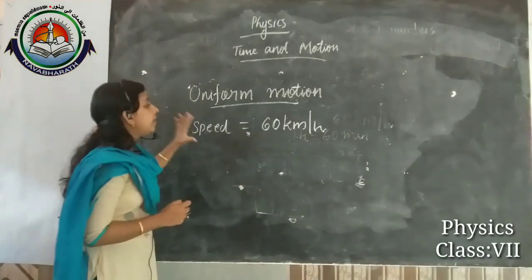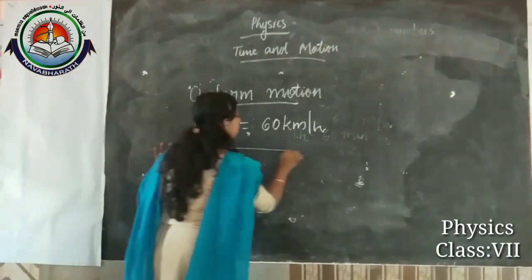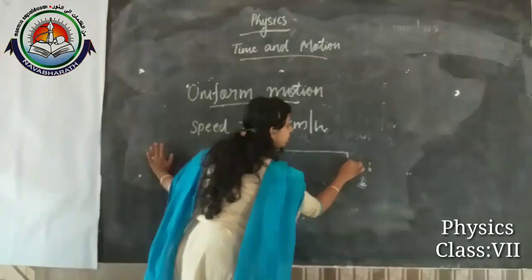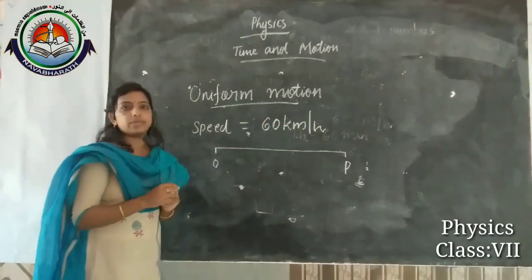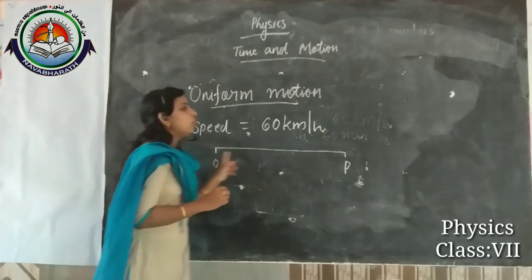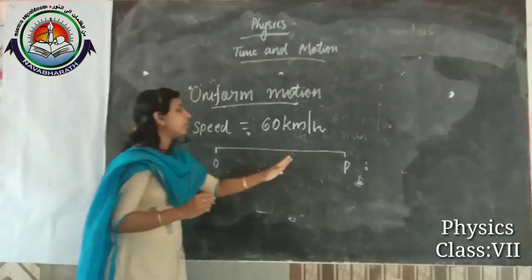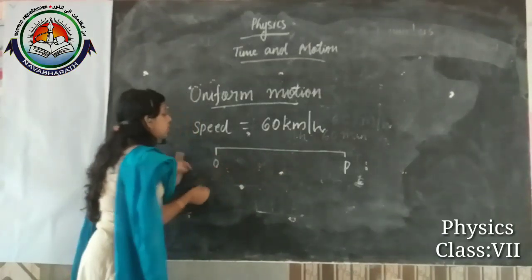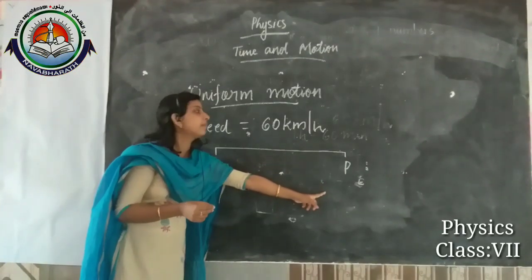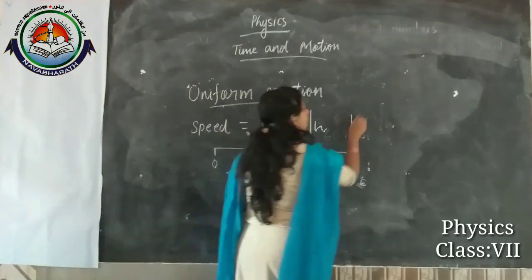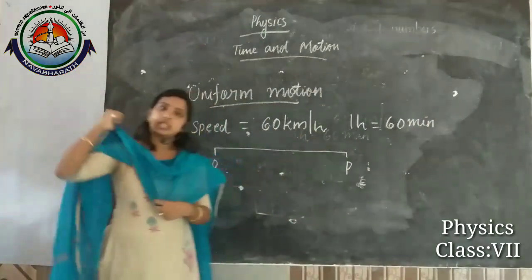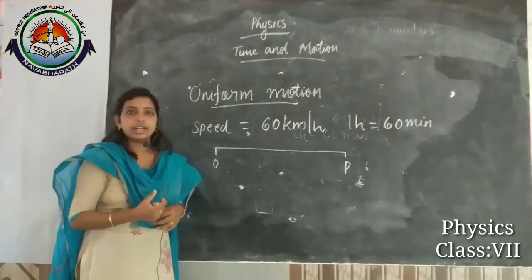If we are considering the movement of this object from the initial position, we can consider it as O, and the final position as P. Initial position and final position. In this movement, from the initial position O to the final position P, we know that 1 hour is equal to 60 minutes, right?